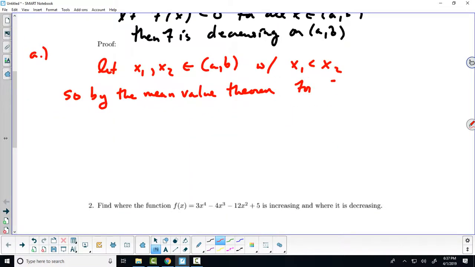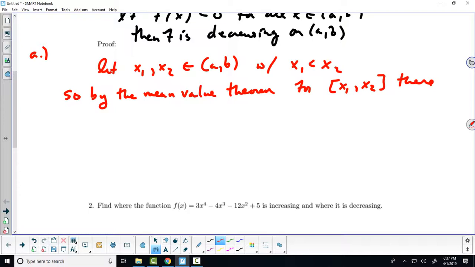For the interval [x1, x2], there's going to exist a c value. That will be my closed bounded interval, the x1 and x2 that I chose. Certainly it's differentiable on the interior of that because it's differentiable on (a, b). And it's continuous because differentiability does imply continuity. Now be careful, it's not the other way around. Continuity does not imply differentiability. Think of your absolute value function. But the mean value theorem then applies here.